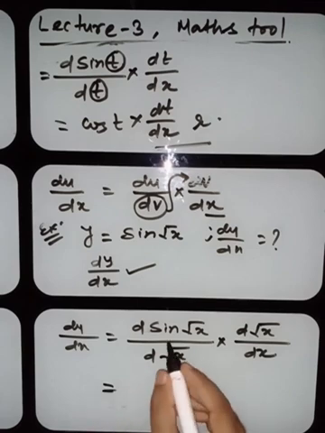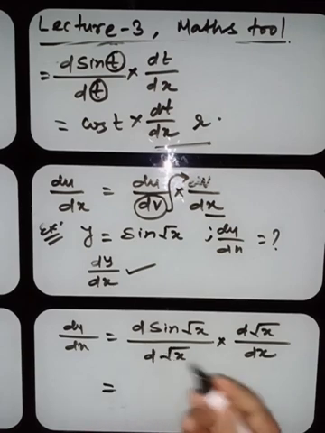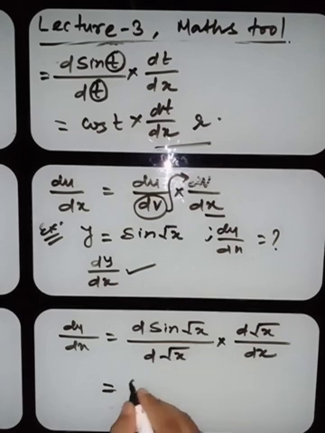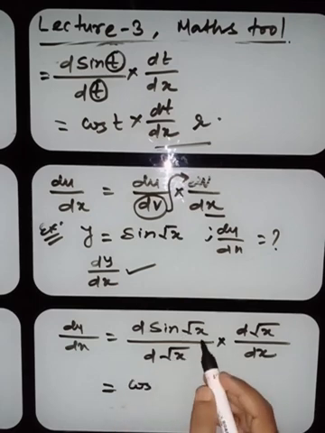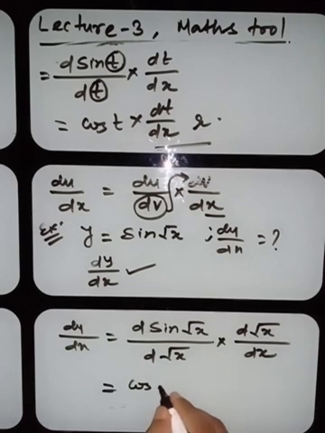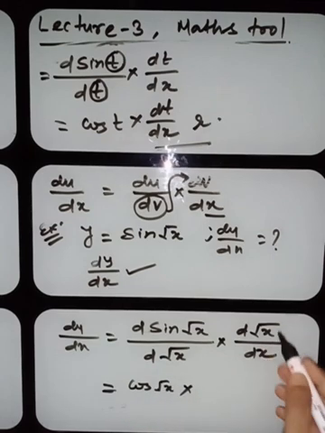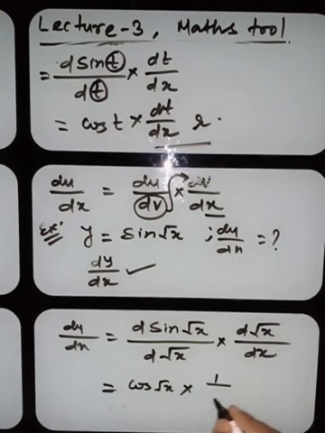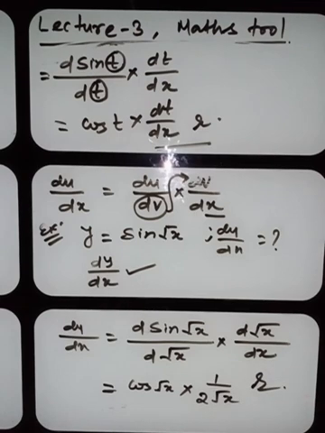What will the answer be? Here d sine theta with respect to theta, or d sine x with respect to x, we know that it is cos x, but in the place of x we are having root x here, so it will be cos root x into d root x by dx. Do we know the derivative of root x? Yes, we know it is 1 by 2 root x. So this is the answer. I hope you understand this one.